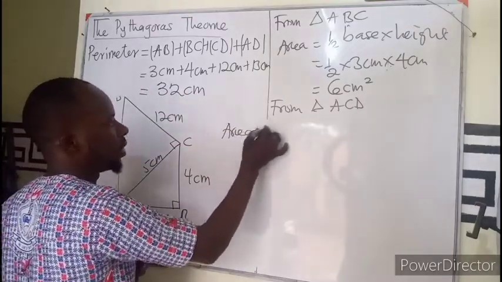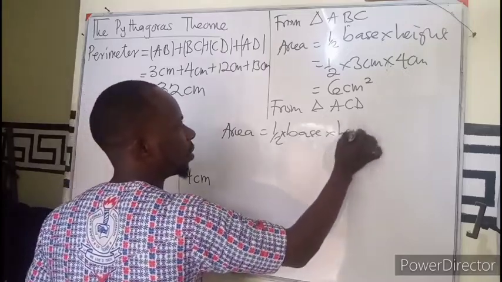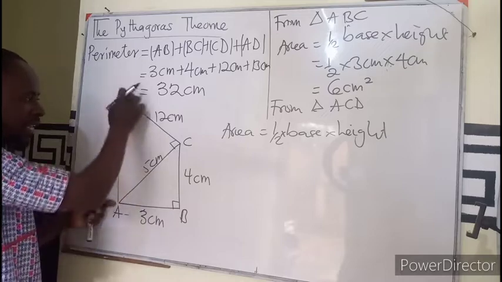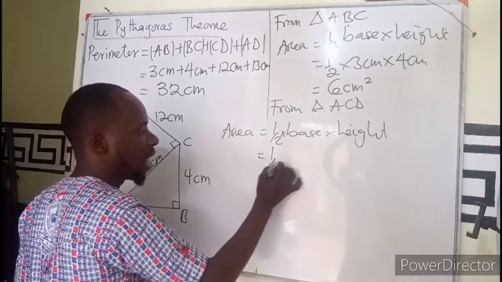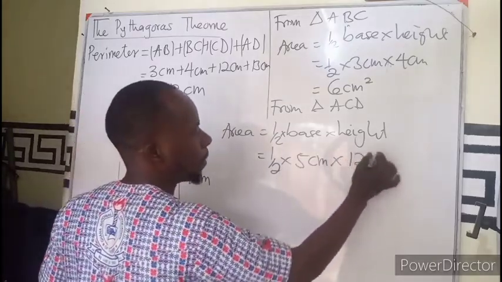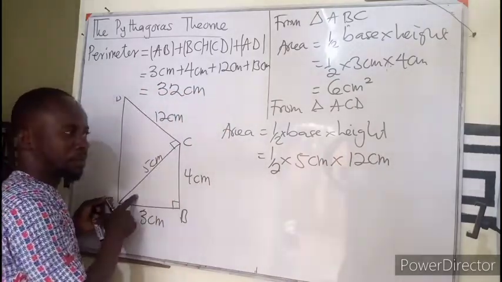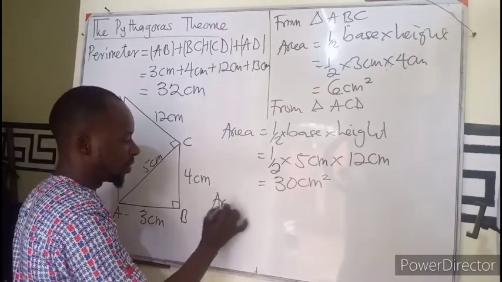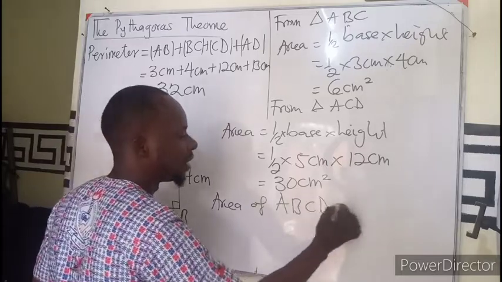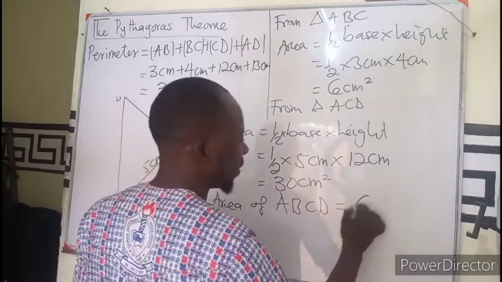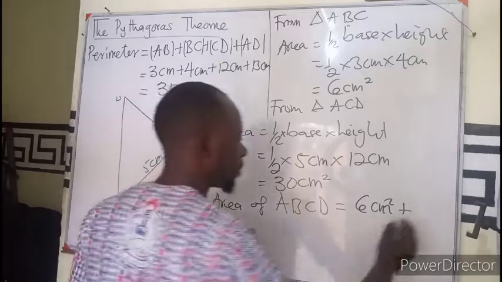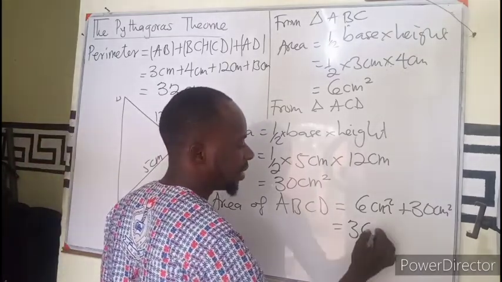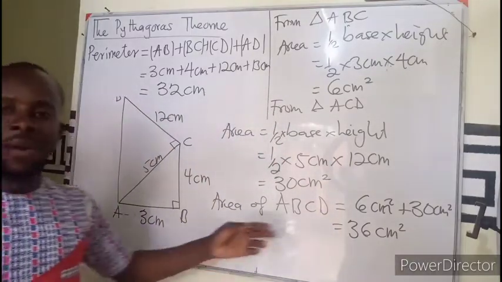Then we come to this. We are also going to have area equals half times the base times the height. If we shift it up, or we can look at it this way, to call here the base, here the height. The height is always perpendicular. So we are having half times 5 centimeters and 12 centimeters, the height and the base. So this is going to be 60, and half of 60 is what? 30 centimeters squared. Therefore, the area of quadrilateral ABCD is going to be the area of the first, which is 6 centimeters squared, plus the area of the second, which is 30 centimeters squared. If we add all, we have 36 centimeters squared as the area of the diagram.